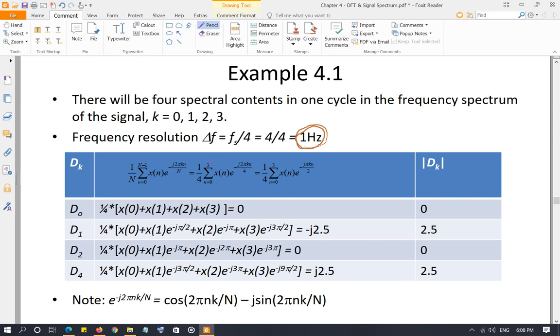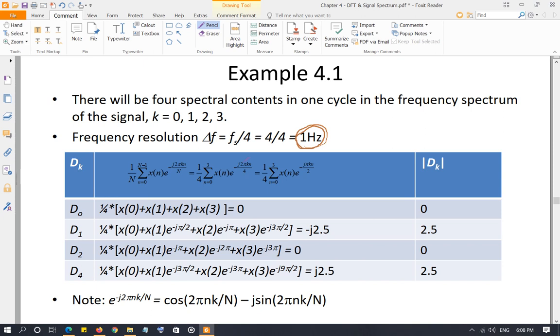So I take the equation of dk, which has the expression 1/4, that is 1/N, and then n goes from 0 to 3. We have 4 samples, and k is also going to go from 0 to 3. So d0, that is the average value, is 1 over 4, 1 over N, x0 times e to the power negative j 2 pi k n. Remember, for d0, k is 0. So for all of these summation values, k is going to be 0.